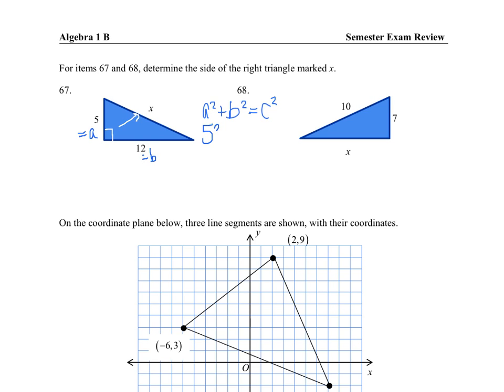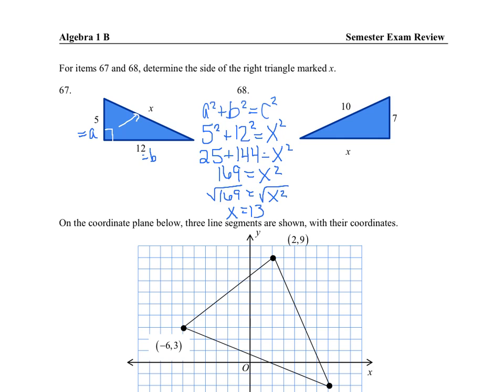We'll say 5 is a, 12 is b. We're going to have 5 squared plus 12 squared equals x squared. 5 squared is 25, 12 squared is 144, equals x squared. So 25 plus 144 is 169. That equals x squared. So I'm going to square root both sides, and I'm going to get x equals 13. It's a side length, so I know that it's not going to be negative. So x equals 13.